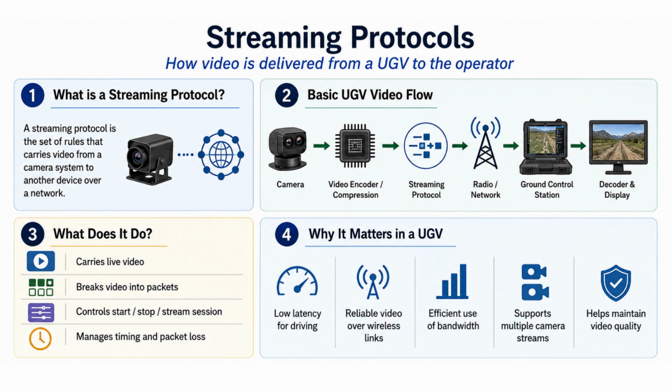Now let us understand streaming protocols. A streaming protocol is a set of rules used to deliver live video from a camera system to another device over a network. In a UGV, the video is first captured by the camera and compressed by an encoder. The streaming protocol then carries that video through the onboard network and wireless radio link to the ground control station.